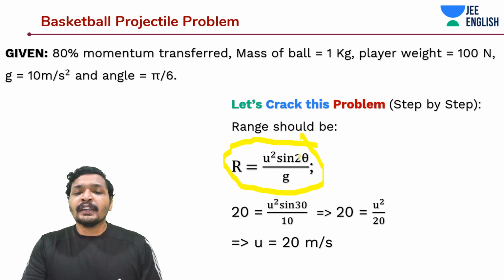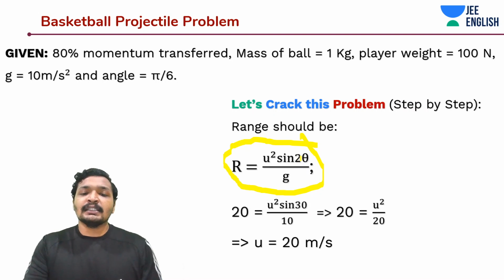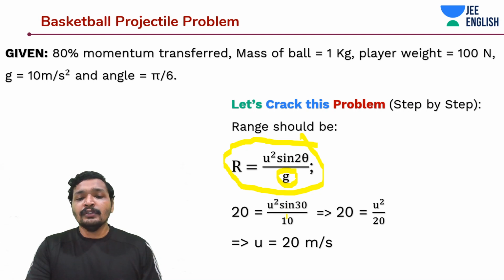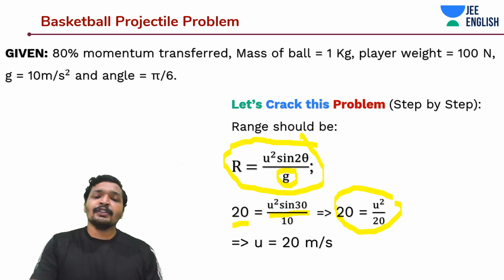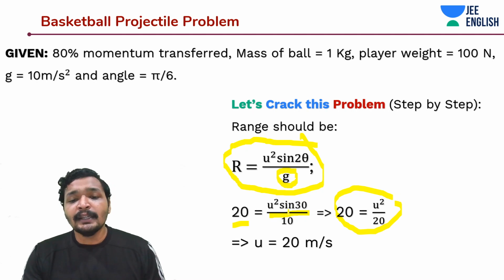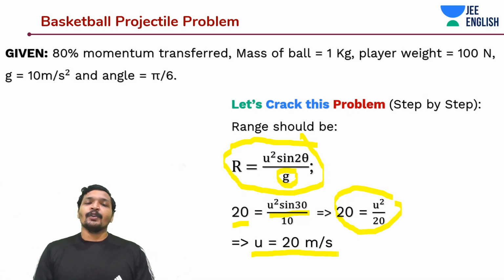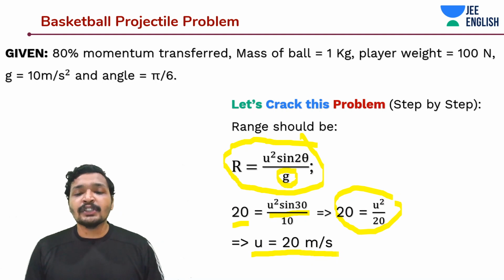So sine 2 theta, theta was 15 degrees, so sine 2 theta becomes sine 30, and sine 30 is half. Range is 20 meters, g is 10. So 20 is equal to u squared, the unknown u of the ball, times sine 30 by 10. That would be 20 is equal to u squared by 20, and u would become 20 meters per second. You will find that the initial velocity of the ball is 20 meters per second.